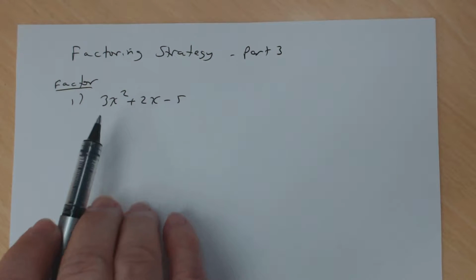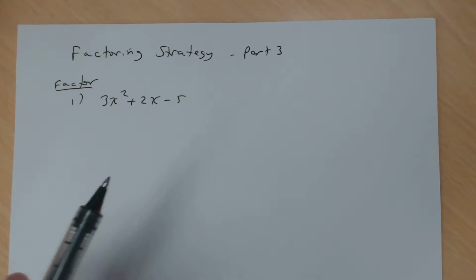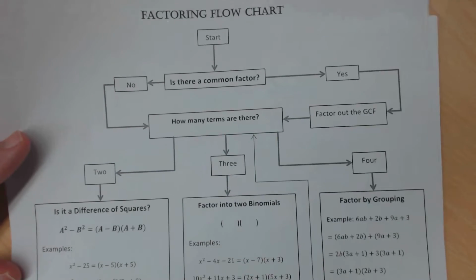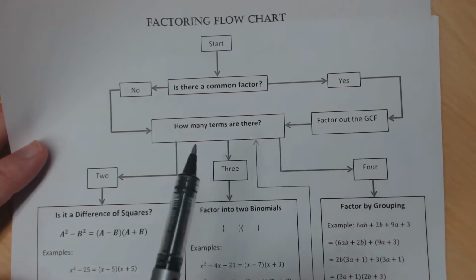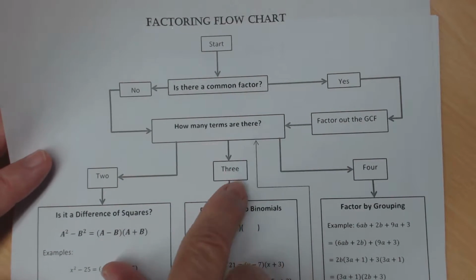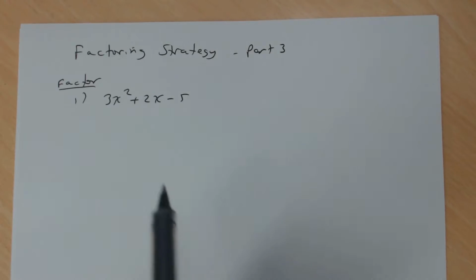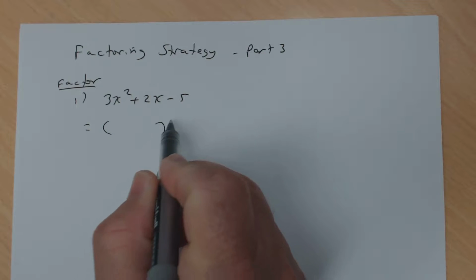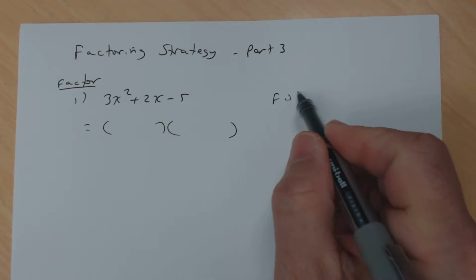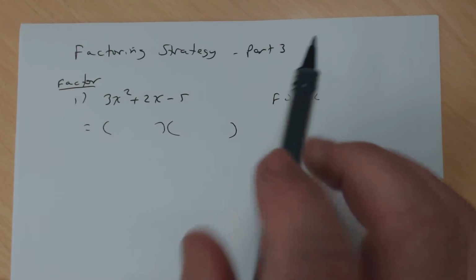And remember, the first thing you've got to do is always look for a GCF. All right, so when I look for the GCF, it is 1 here. Then we ask ourselves, how many terms are there? Well, there are 3, so we go directly to the two binomials. And remember, I'm just going to go ahead and use trial and error and FOIL.